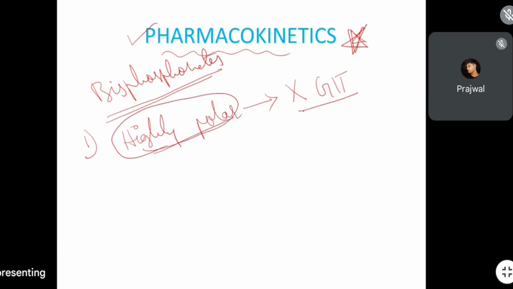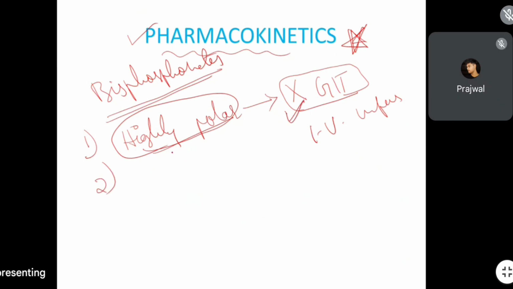That's why most of the bisphosphonates are available in IV form, IV infusions. Some of them are available in tablet form also, but tablet form drugs have very low GI bioavailability. याद रख लो these points. Okay. Now second point, very, very, very important point.